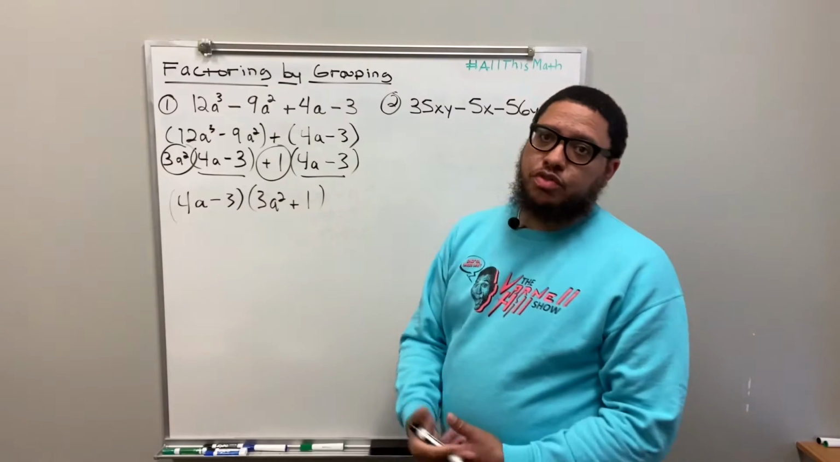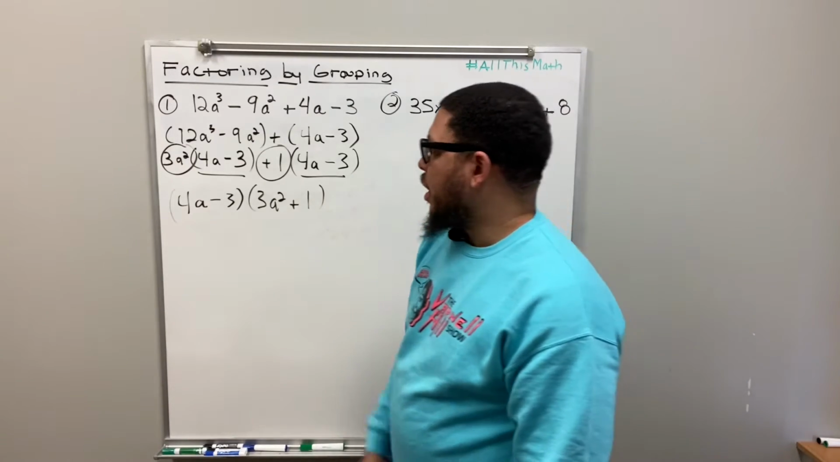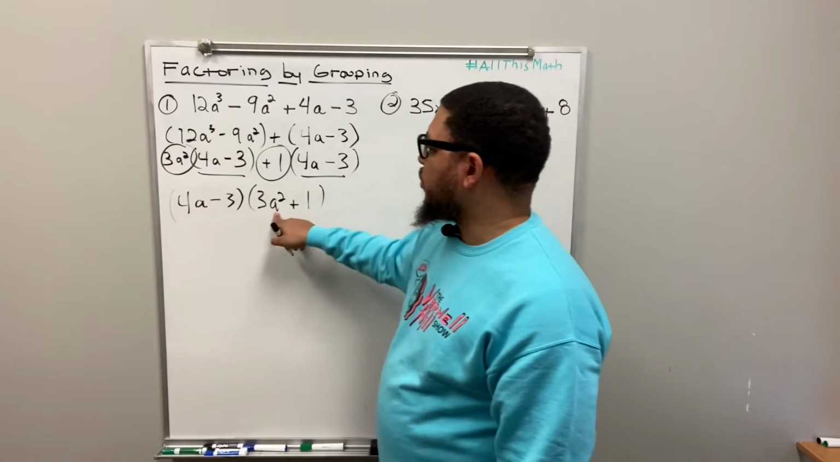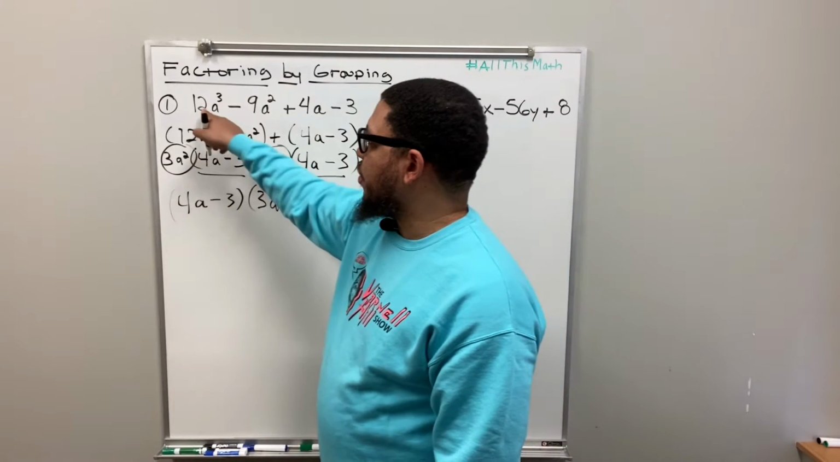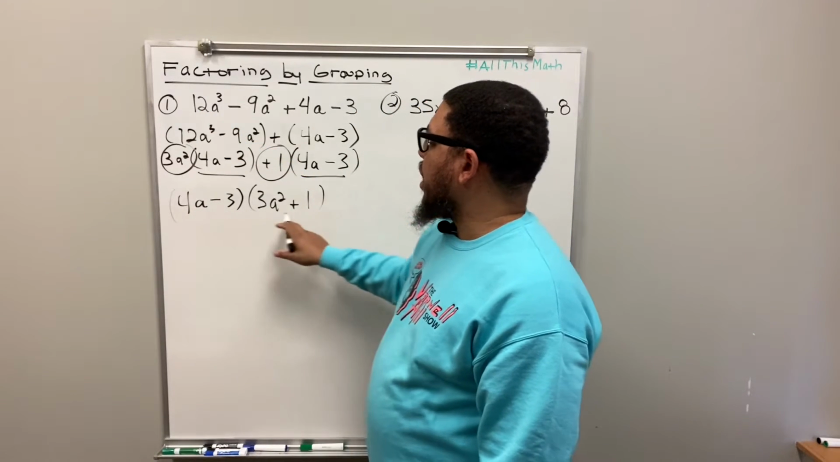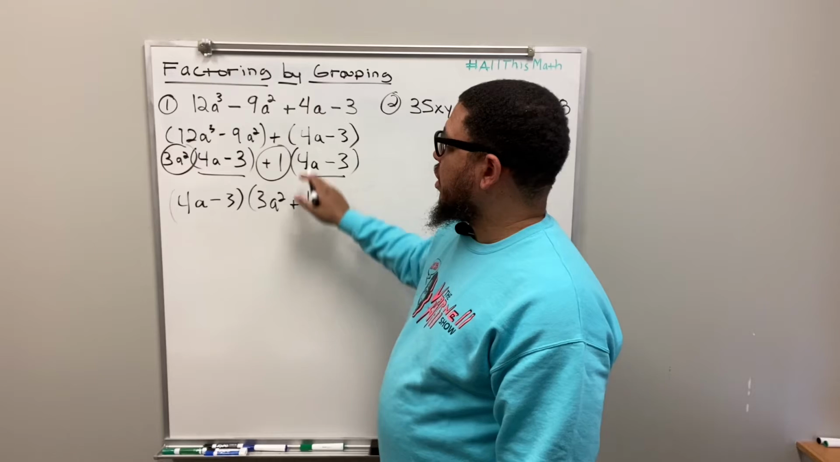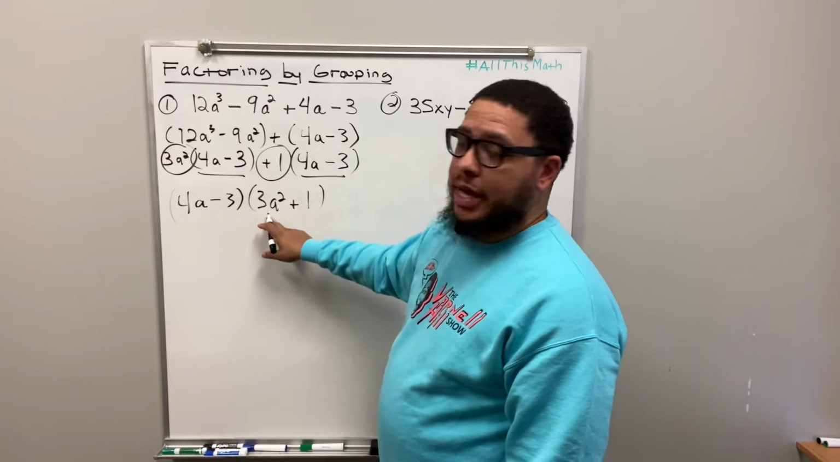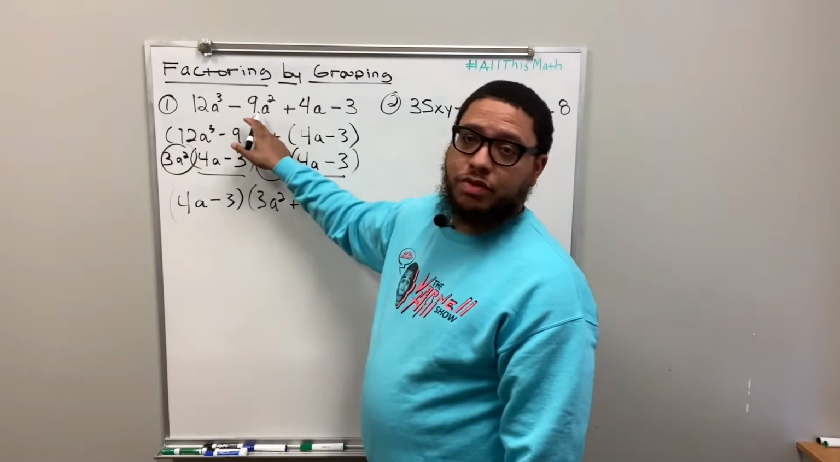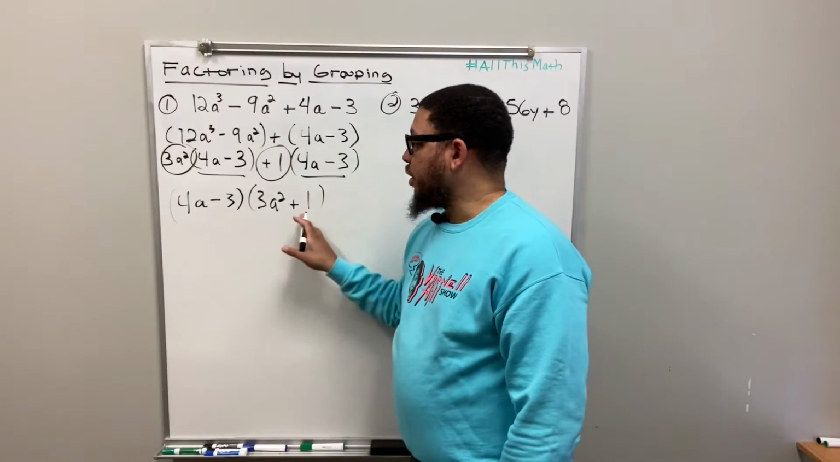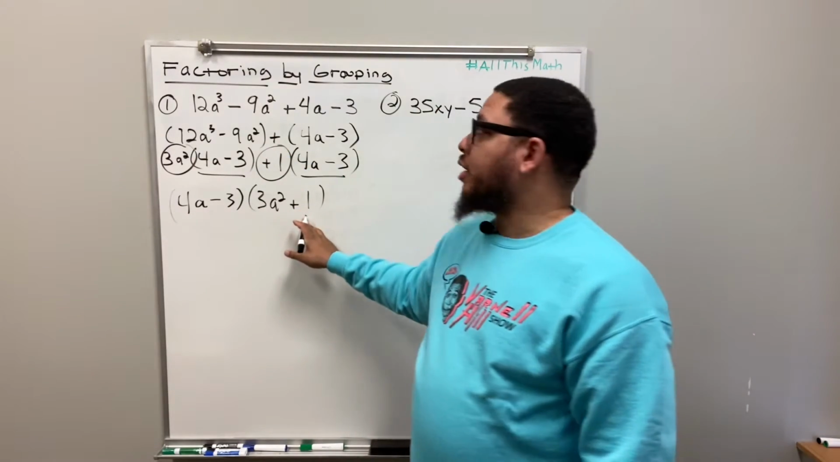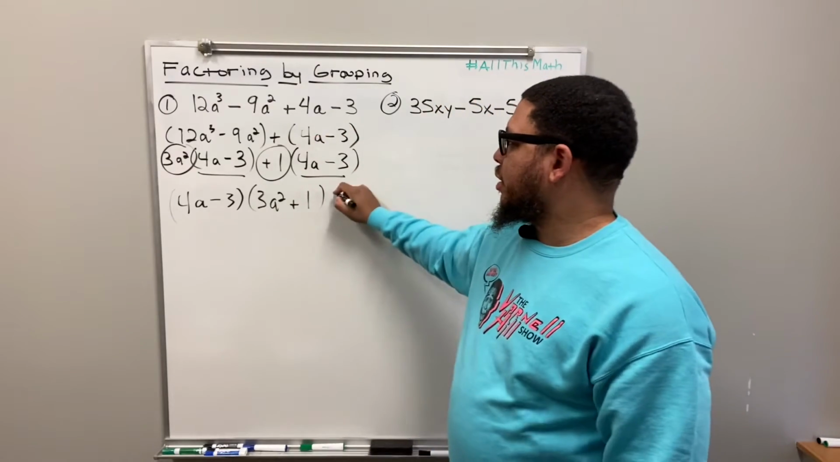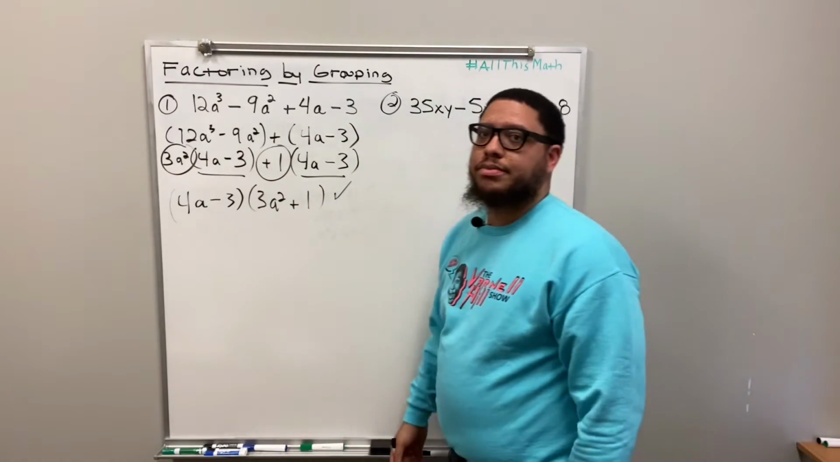If it does, then that means you factor correctly. All right. And we can see that it does, because 4A times 3A squared is going to be 12A to the third. Then 4A times 1 is going to be 4A, which is right there. Then -3 times 3A squared is -9A squared, which is right there. And then -3 times 1 is -3, which is right there. So that means our answer is right.